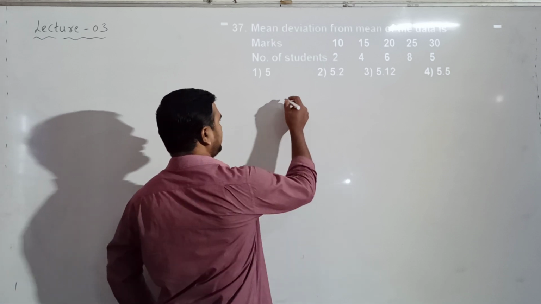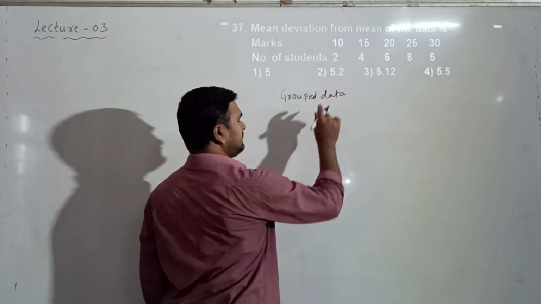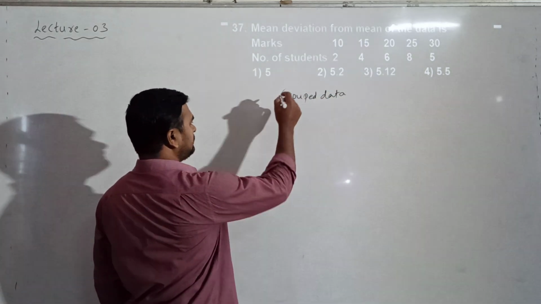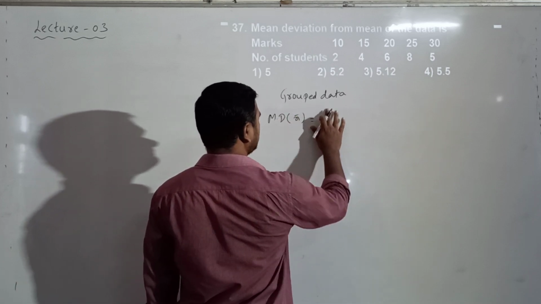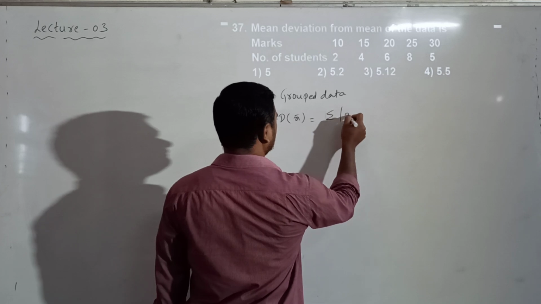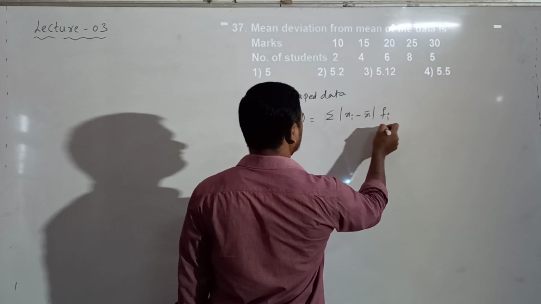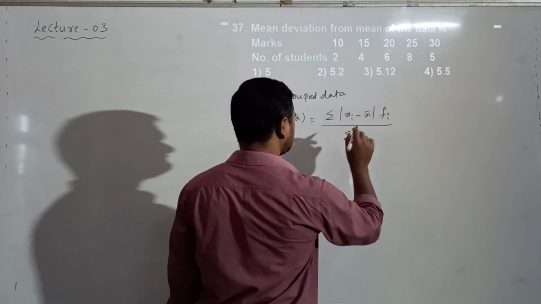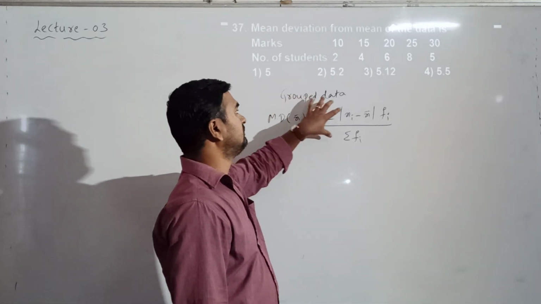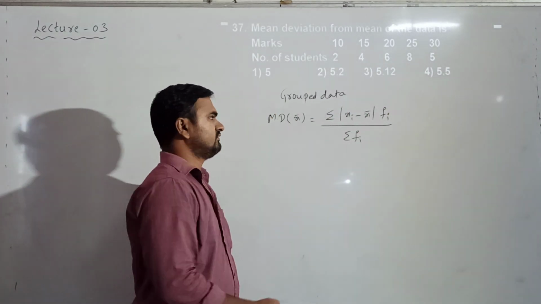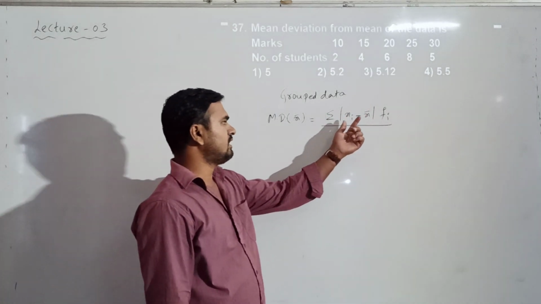So in the case of grouped data, what is the mean deviation about the mean formula? It is sigma modulus of xi minus x bar into fi divided by sigma f. Okay, this is the formula for finding the mean deviation about the mean. Now we will find each of these terms. First we have to find the mean here.